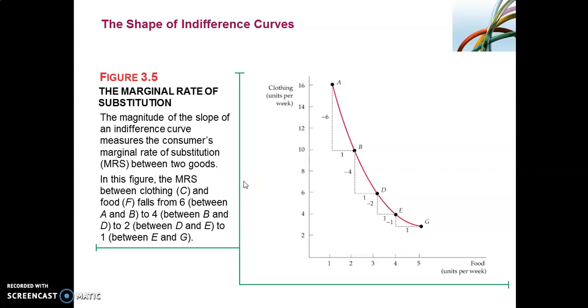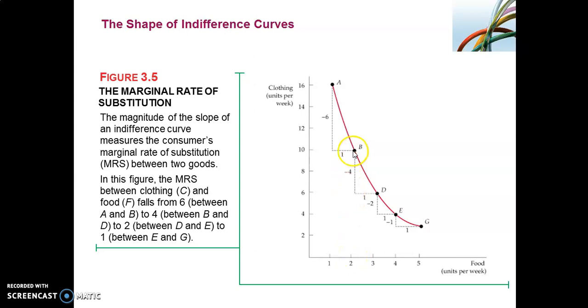Let's look at the following points. If a consumer were to move from point A to point B, the consumer would be willing to give up 6 units of clothing to obtain 1 additional unit of food. We can see that the change in clothing is given by 16 minus 10. And that additional unit of food we can see as plotted on the horizontal axis.